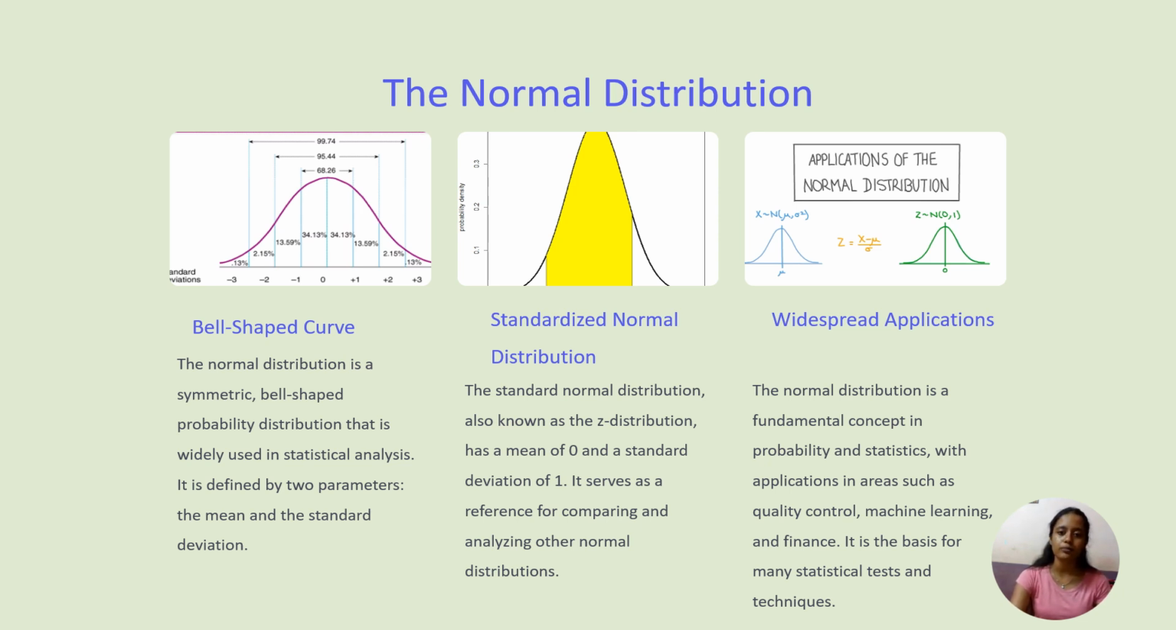Now let us see the properties of the normal distribution. The first property is symmetry. The normal distribution is symmetric about the mean, which means that the left and right sides of the curve are mirror images of each other. The next characteristic is the bell-shaped curve, with the highest point at the mean. The next property is that the mean, median and mode are all equal and located at the center of the distribution. These are some of the characteristics of the normal distribution.